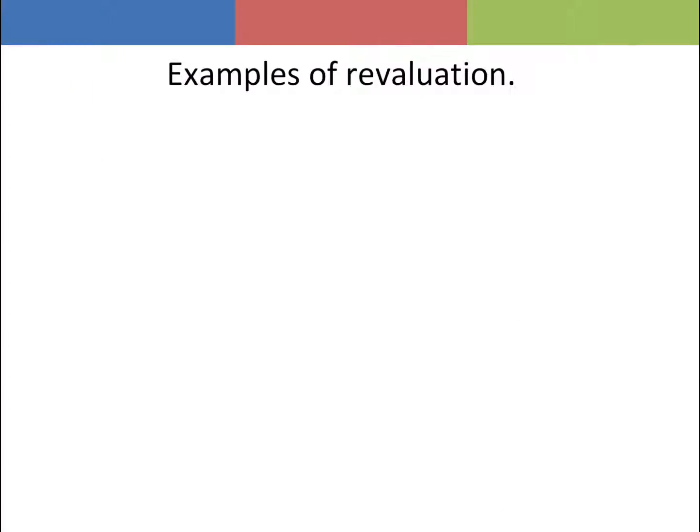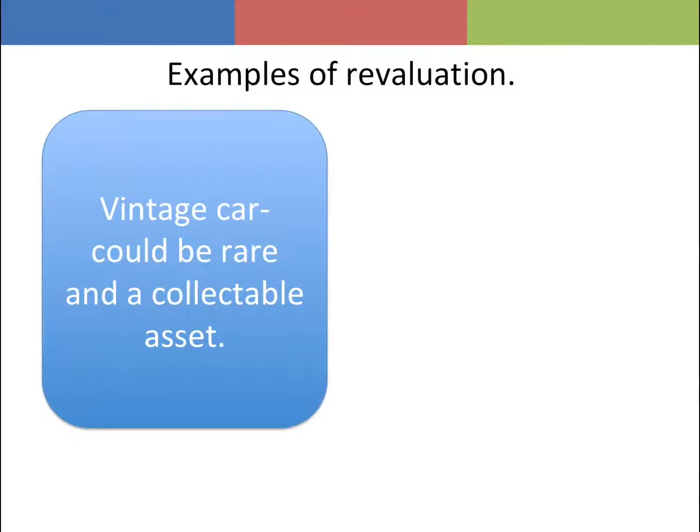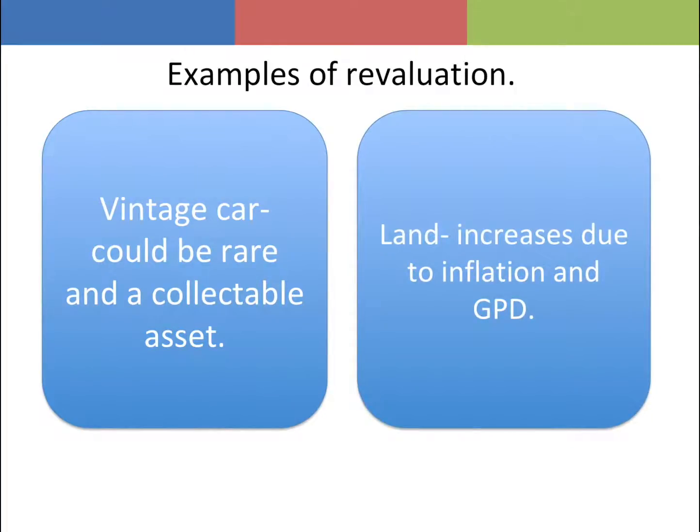A couple of examples of assets that could be revalued are a vintage car that could be worth a lot more than expected. Although it could have depreciated a lot in the past, the asset could be worth money if it's a rare item and there is a market for collectors. Land is another asset, as land does not depreciate; the value of land increases with inflation and GDP.